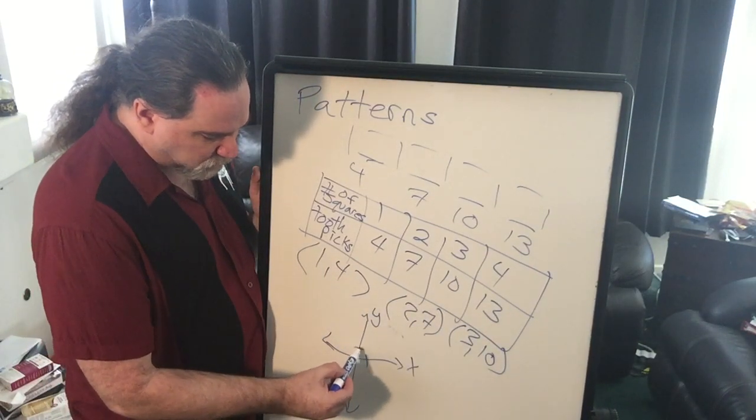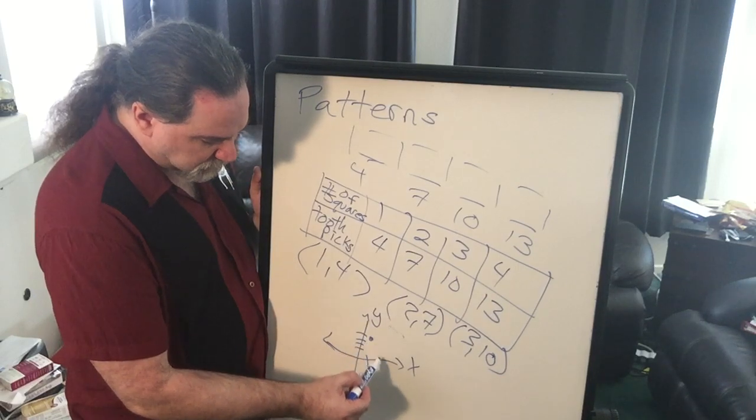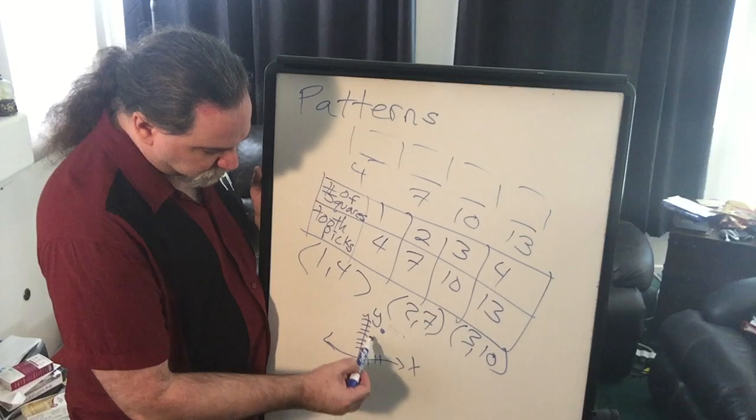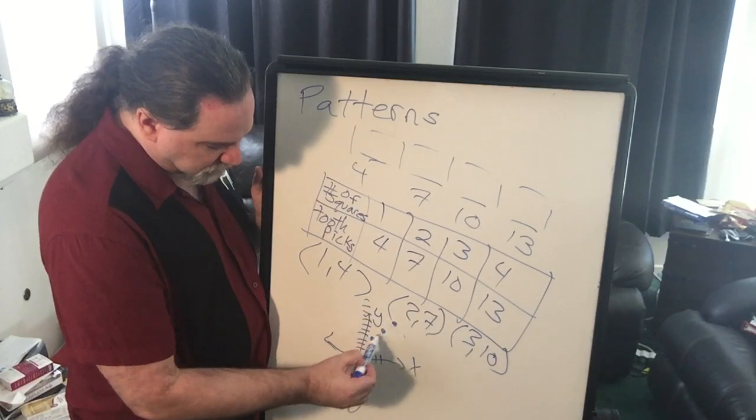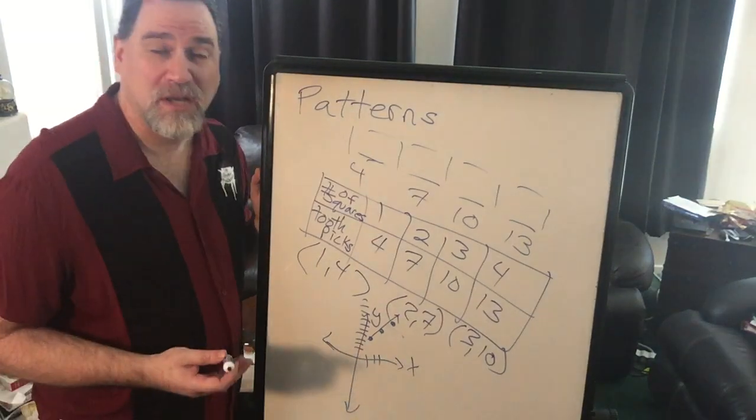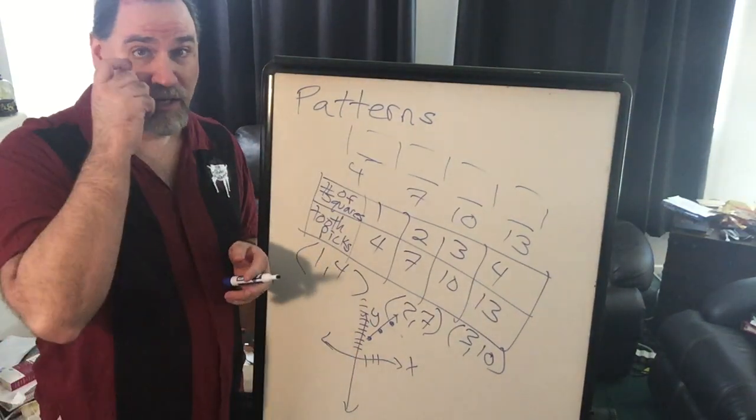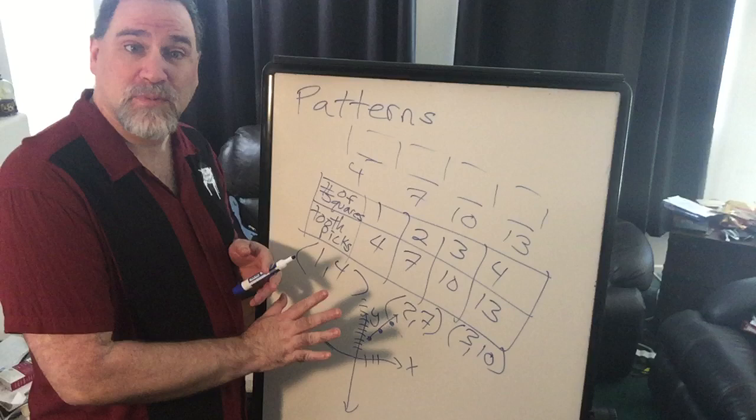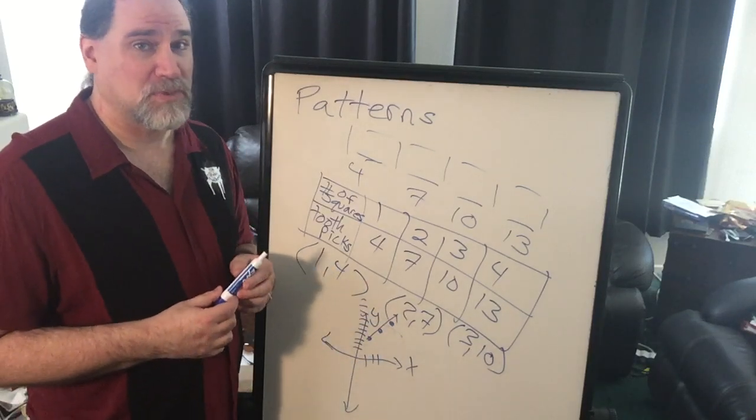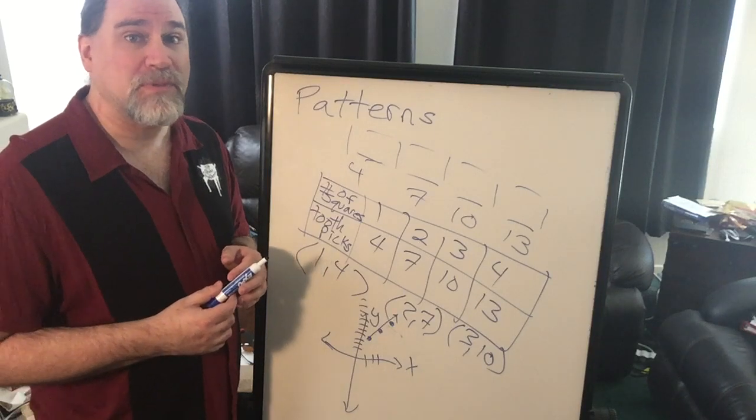graph. So (1, 4), and (2, 7), and (3, 10), and it should create a straight line. As badly as I can draw, it still did create a straight line. And this is one of the most simple patterns that we're going to deal with, and that's a straight line. But they're very valuable, and line graphs are probably the most common.